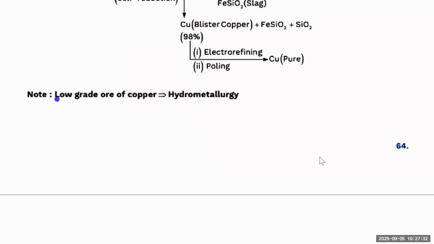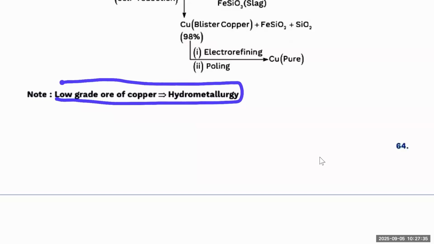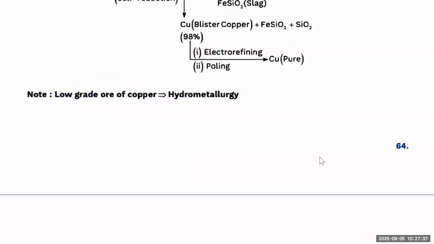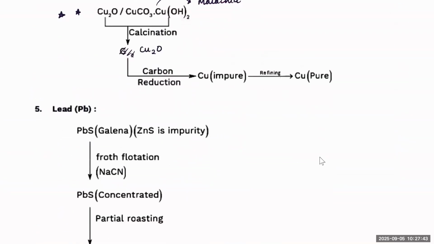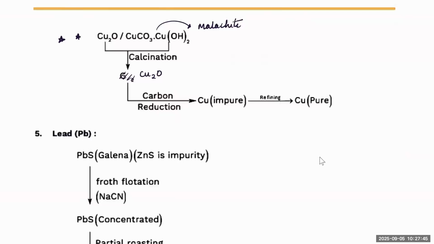Next, low grade copper can also be used via hydrometallurgy. Hydrometallurgy is like leaching. Got it? Next, this is the way you can do it. First, you can do calcination. You can get Cu2O. This is typically done for low grade. Then you can use pyrometallurgy, that is via carbon reduction. You can get impure copper, and then by reduction refining, you can get pure copper.